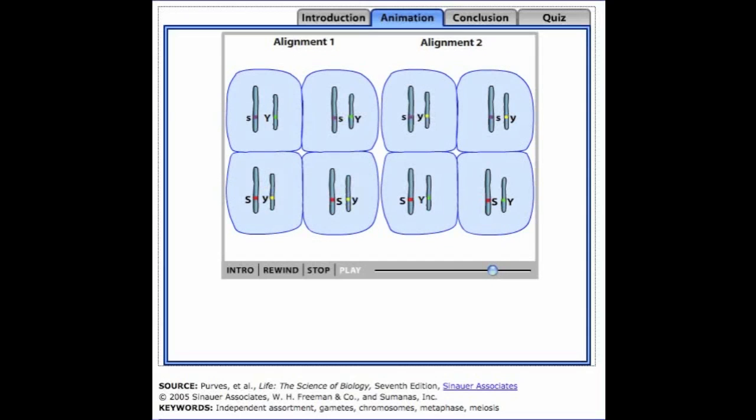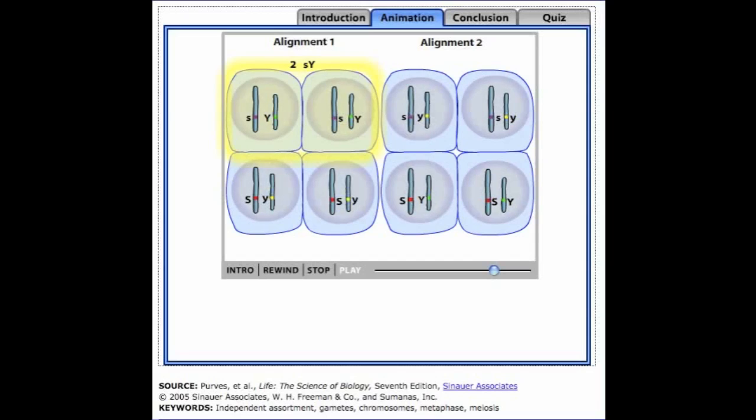The result is an equal number of the possible genotypes: little s, big Y, big S, little y, little s, little y, and big S, big Y. Because there are equal numbers of genotypes, we can say that the alleles of the S and Y genes assort independently during meiosis. Note that alleles of different genes always sort independently if the genes reside on different chromosomes, but not necessarily if they reside on the same chromosome.